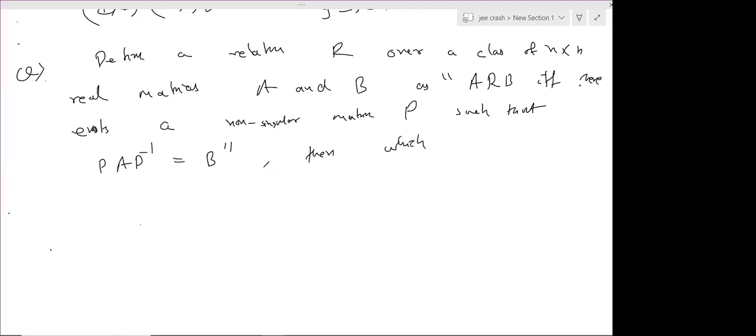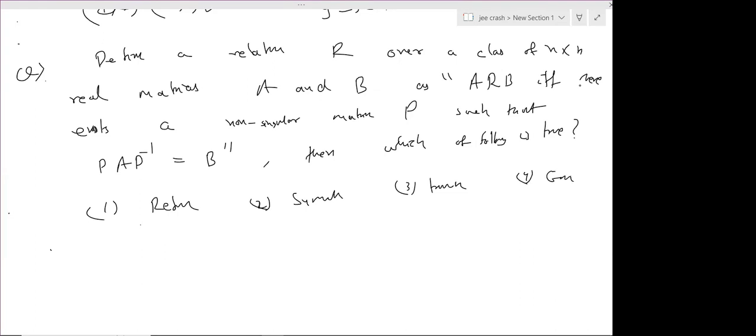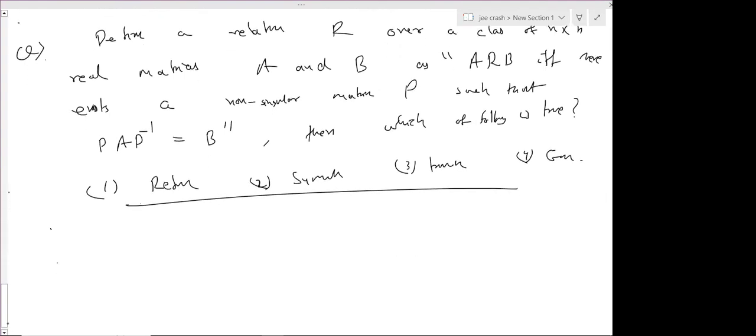Then which of the following is true? The options are: symmetric but not reflexive, reflexive, symmetric but not transitive, and so on. So what you have to find is whether it is reflexive, symmetric, transitive, or equivalent. Check these three and select the correct option. Please write down the question. I'll give you 1 minute.